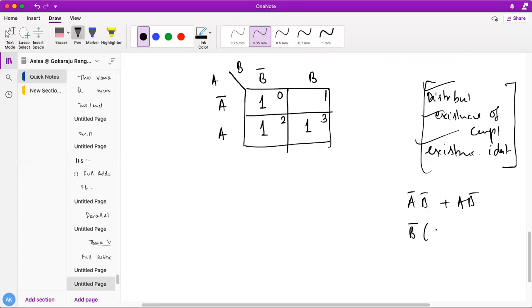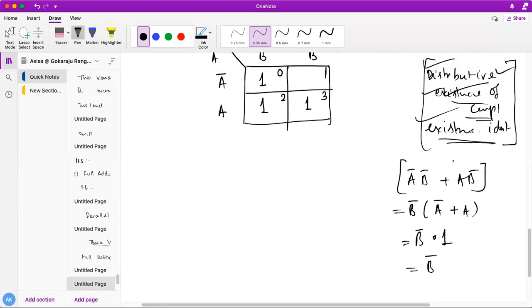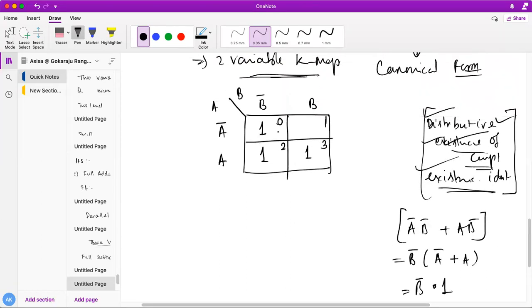So b bar, I first apply the distributive law, as I have written here. Then I have applied existence of complement: a bar or a is nothing else but 1. Then I have applied existence of identity element, which is postulate number 3, which gives me b bar. So by combining these two min terms, where are those min terms present? At 0 and 2. This is 0, 0. This is my 1, 0. So by combining these two places like this, I can apply 3 laws, 3 theorems at a time.